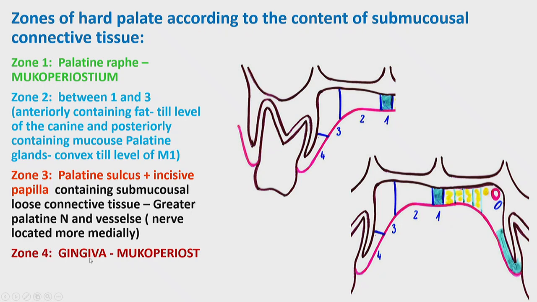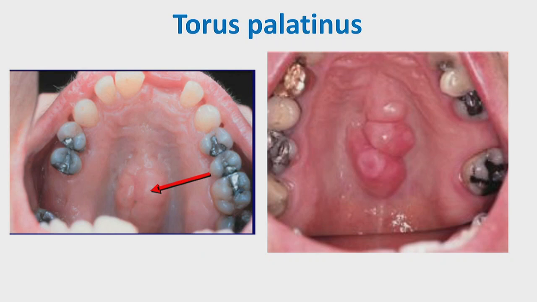Zone number 4 is called gingiva, which is firmly adhered to the periosteum of the alveolar process, and that's why again they make the mucoperiosteum. At the region of the palatine raphe in the midline, as we said, we have a longitudinal palatine ridge and raphe, which ends anteriorly at the incisive papilla. Exactly in this area in the midline, sometimes you can see an overgrowth of the bone. This overgrowth of bone is called torus palatinus, and usually is not painful.